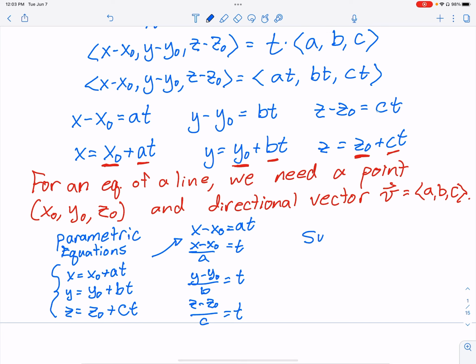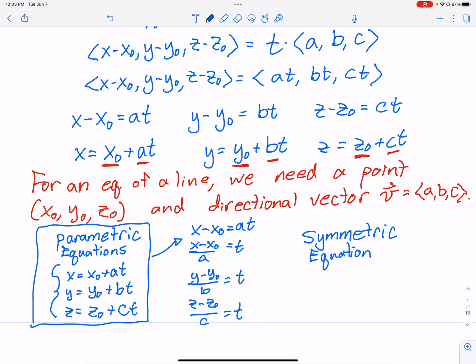So this is called symmetric equations. So we have two different types of equations for the line in 3 dimensions. One is this, and then the other one is going to be x minus x naught over A equals y minus y naught over B equals z minus z naught over C.